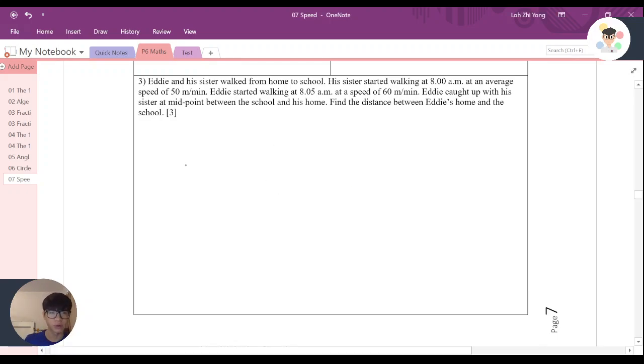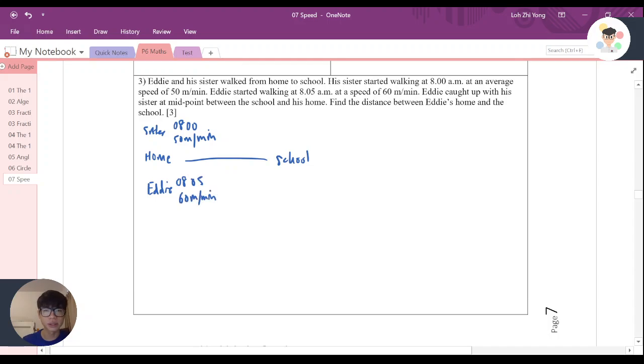So let me just quickly draw it. So this is home, this is school, and this is the sister. Started at 8 o'clock morning, and the average speed is 50 meters per minute. And AD is here, at 8:05, and the speed is 60 meters per minute.